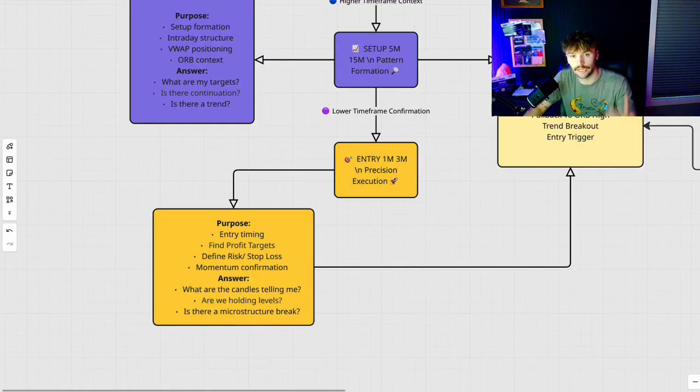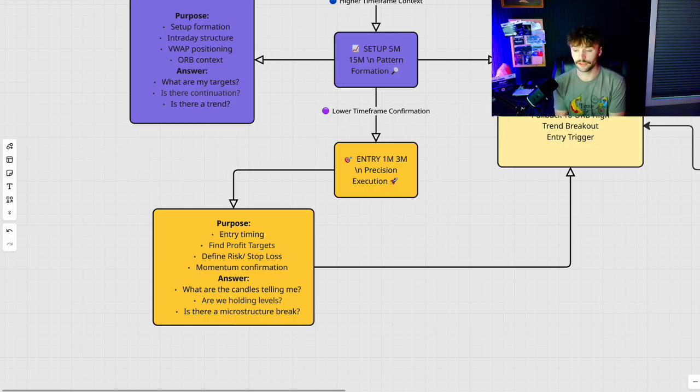Now is when we look for our entry. This is going to be as precise as possible. And that is why we switch down to our 1 minute, 2 minute, or 3 minute. Personally, I like the 2 and 3 minute. I think the 1 minute just moves a little bit too quickly, and a lot of times there is a little bit of teleporting candles and stuff like that. So I am not the biggest fan of the 1 minute, but 1 minute, 2 minute, 3 minute, all work.